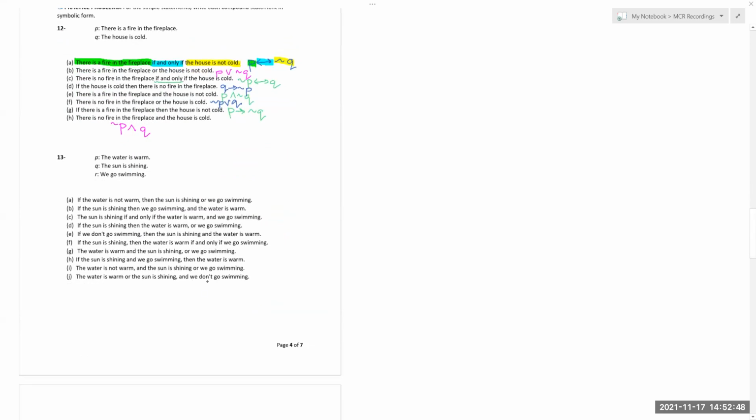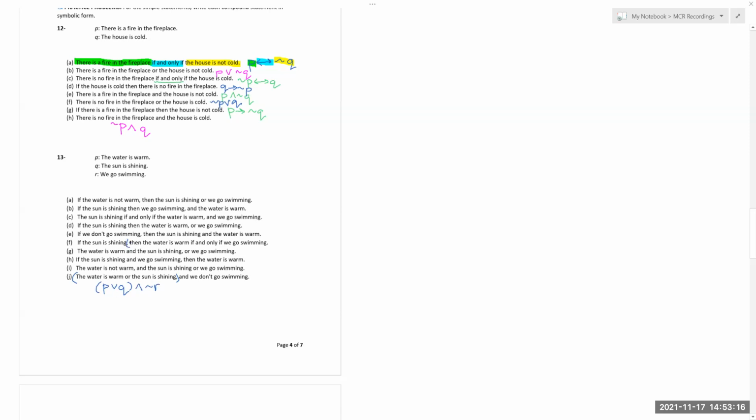Then if we go down here, you start to get into some of these that are compound. So with compound, sometimes we also have to put parentheses. So for example, the water is warm or the sun is shining, then there's a comma and we don't go swimming. So the water is warm or the sun is shining, and we don't go swimming. So that's where your parentheses would go.